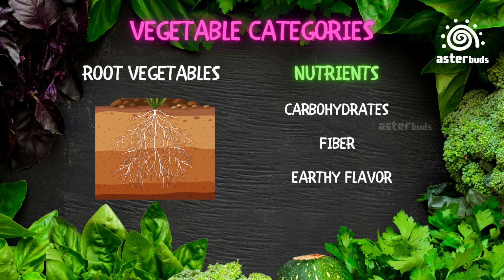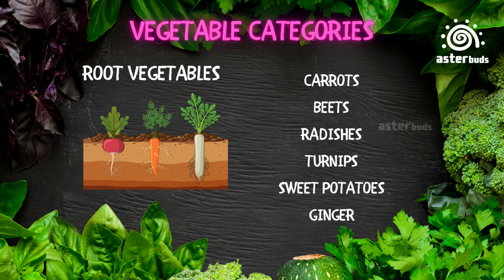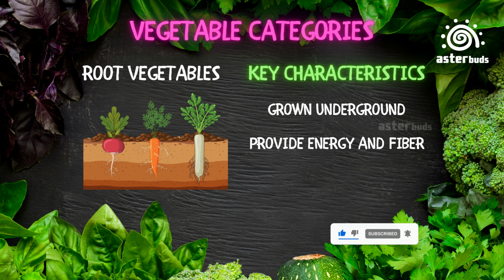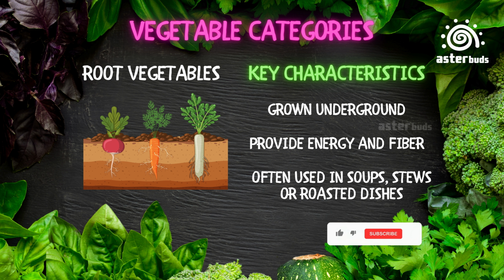Root vegetables. Root vegetables grow underground and store energy in their roots, making them rich in carbohydrates. They are known for their earthy flavor and high fiber content. Examples of root vegetables are carrots, beets, radishes, turnips, sweet potatoes, ginger, etc. Key characteristics: grown underground, provide energy and fiber, often used in soups, stews, or roasted dishes.